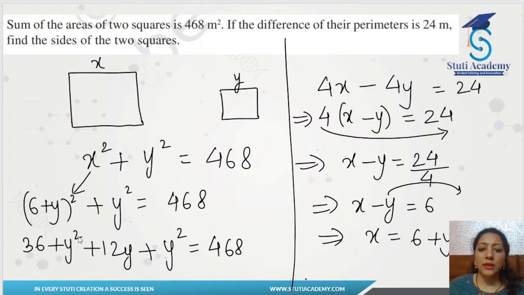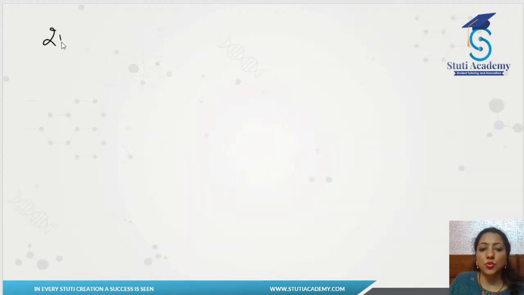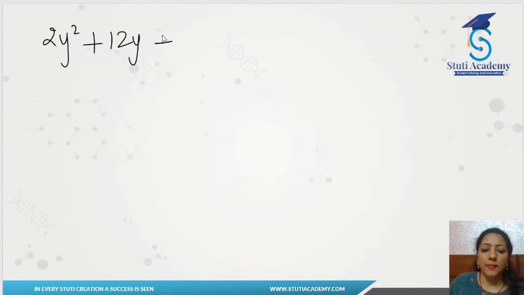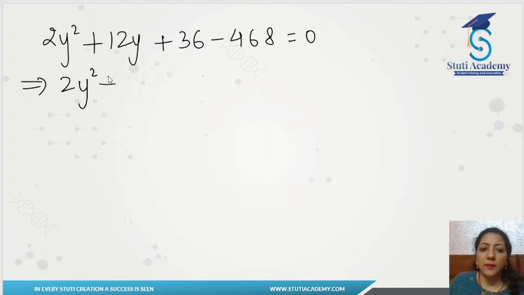Now, we'll add these two. y square plus y square will become 2y square. 12y I'm writing as it is. There's no change in 12y. 468 we can write on the left hand side, minus 468 is equal to 0. Then we have 2y square plus 12y minus 432 is equal to 0.